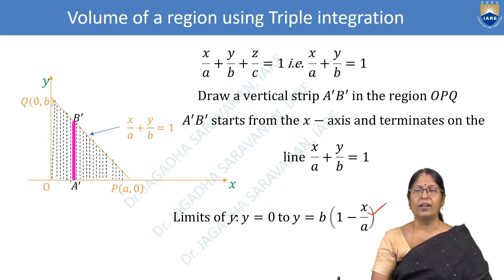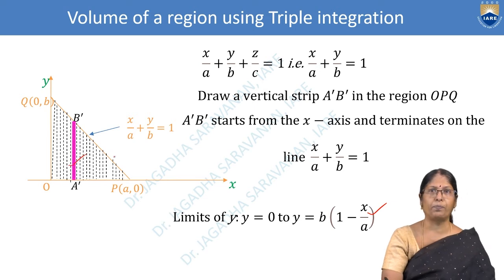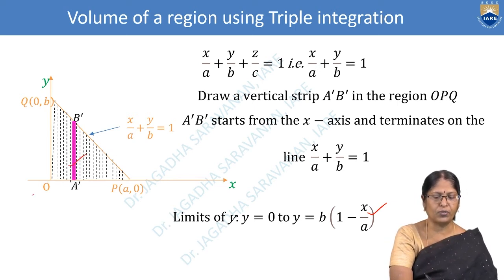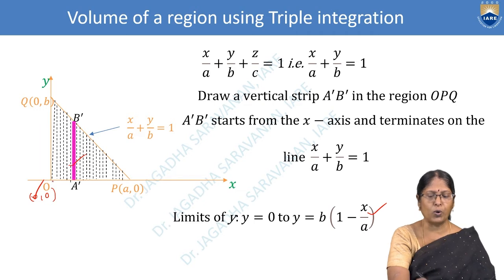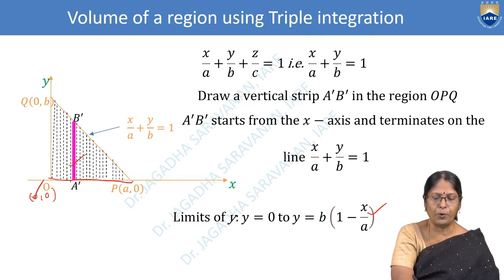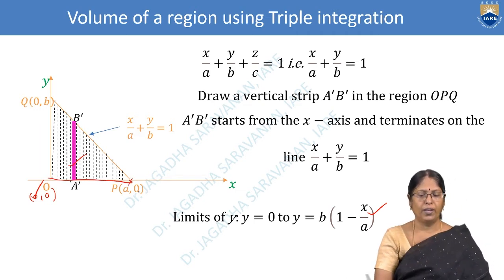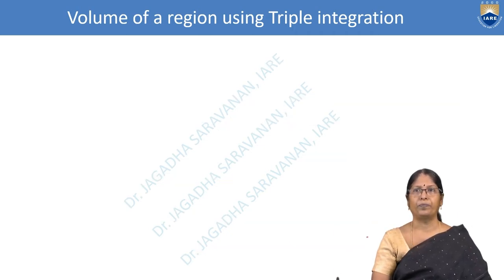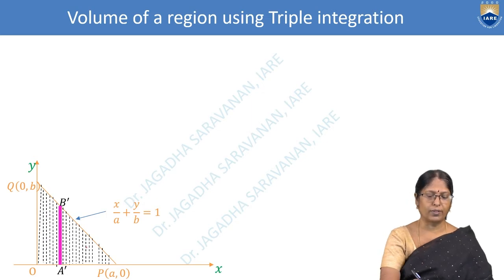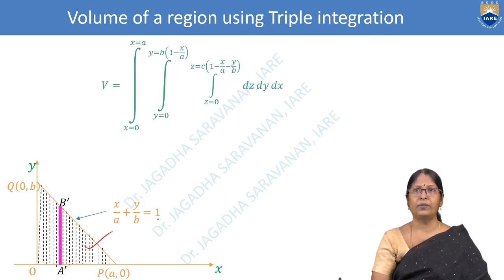Now the leftover is the limits of x, from where to where. Now this is the vertical strip. The strip, on the left side, is at (0, 0), where x takes the value 0. It starts from the origin and moves up to P, where our x is a. So the x limits are from x equal to 0 to x equal to a. So this is the figure, once again kept here.